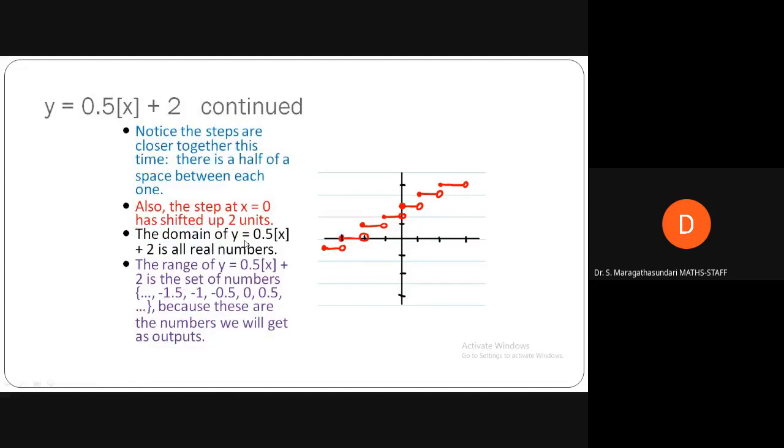Again the domain of y is all real numbers. And the range of y is minus 1.5, minus 1, minus 0.5, 0, 0.5. These are the numbers we're getting as outputs.